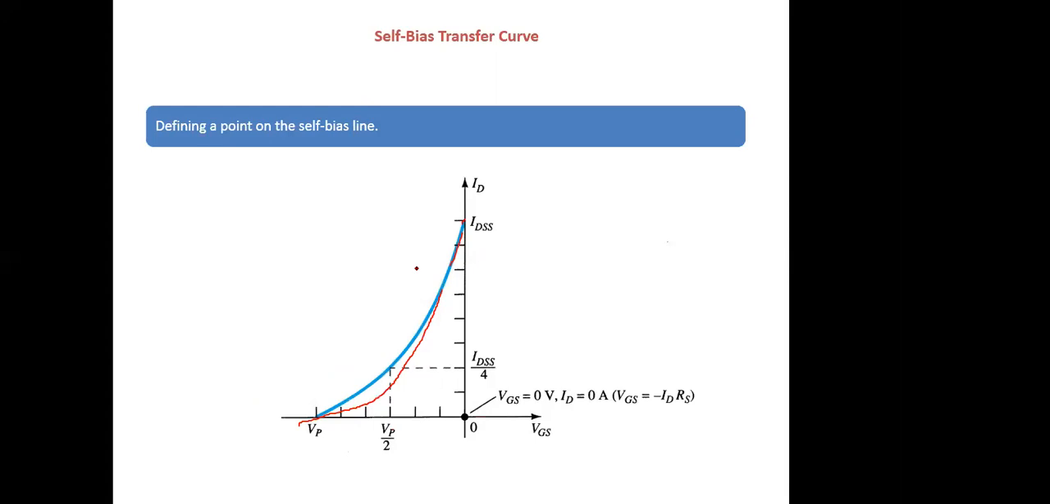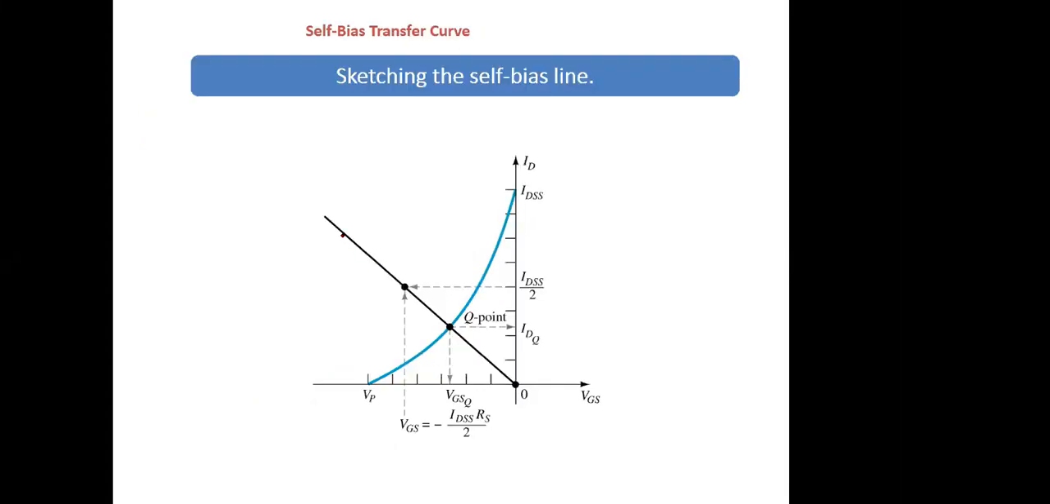Okay, so we'll be plotting that. And we will be having this line, which represents VGS is equal to minus ID into RS. So based on the value of RS, you will be having either this line or this line, starting from the origin. That depends on the value of RS.